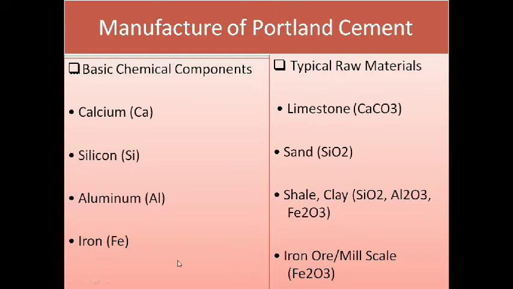So the Fe source is Fe2O3, the aluminium source is Al2O3, Fe2O3 in shale or clay, the silicon source is sand, SiO2, and the calcium source is limestone in the form of calcium carbonate.